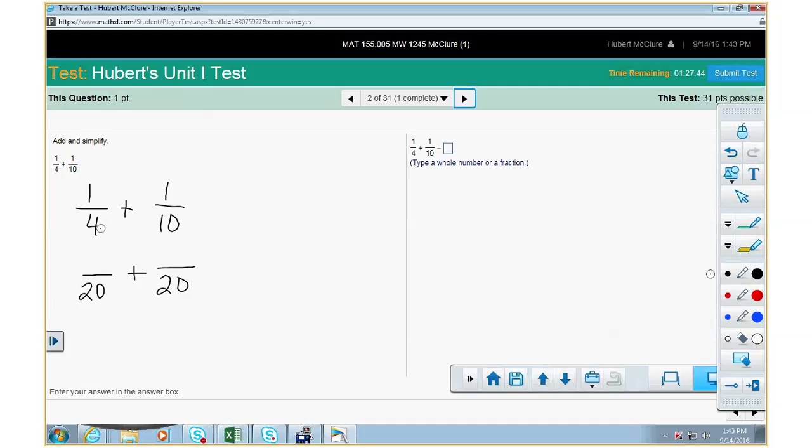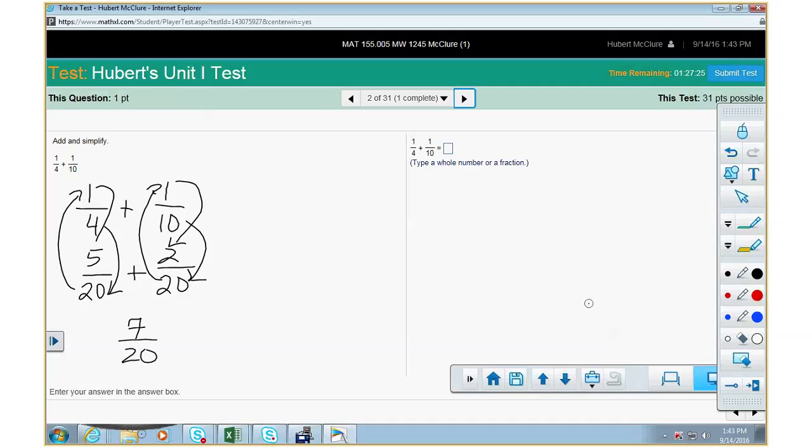Okay, 4 will go into 20 five times, 1 times 5 is 5. 10 will go into 20 two times. Thank you. I had a brain bubble there. 5 plus 2 is 7. So 7 over 20. If you did use 40 and you remembered to reduce, there's nothing wrong with that. It's just extra what? Work.